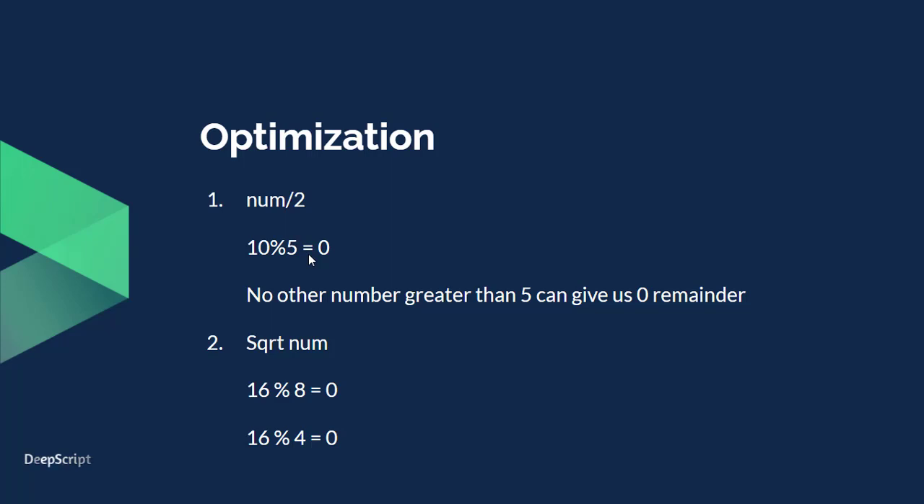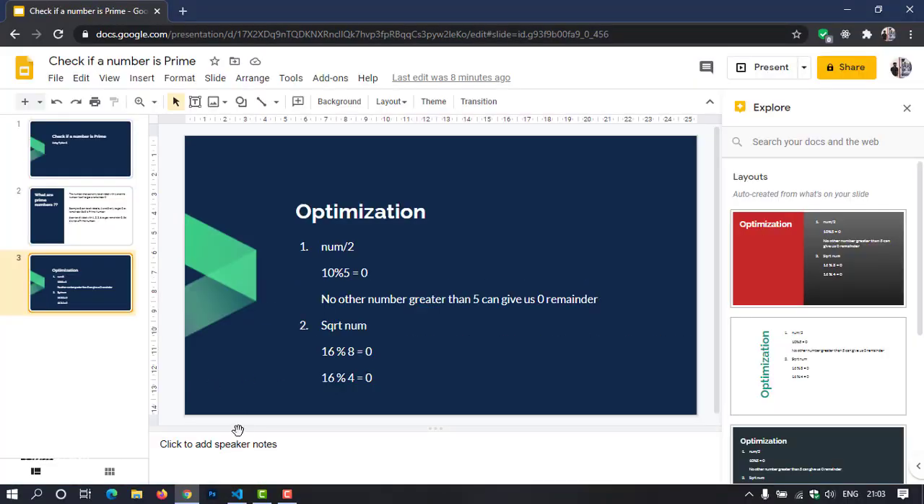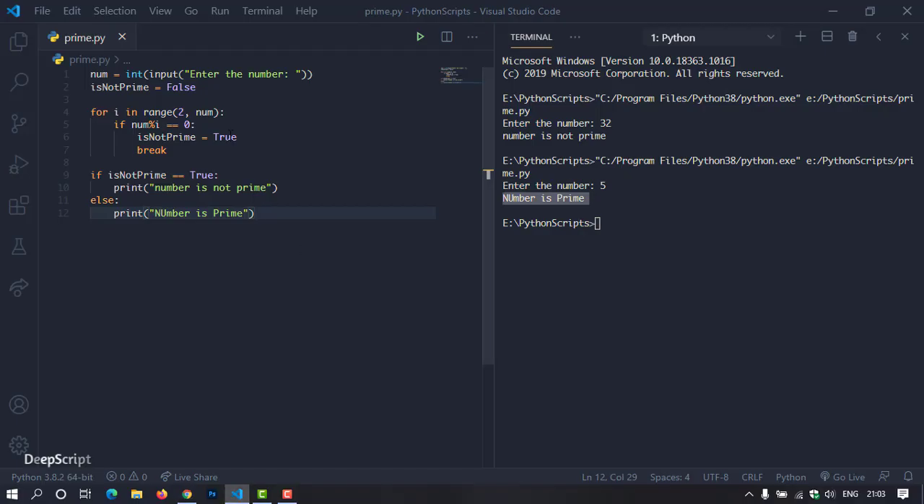For example, if we take 18, then what is the half? Half is 9. So any number greater than 9 cannot give us remainder 0. That is the optimization. We don't need to run the loop up to the number. We can check up to the number divided by 2 itself, and this double slash means we are getting the floor value.